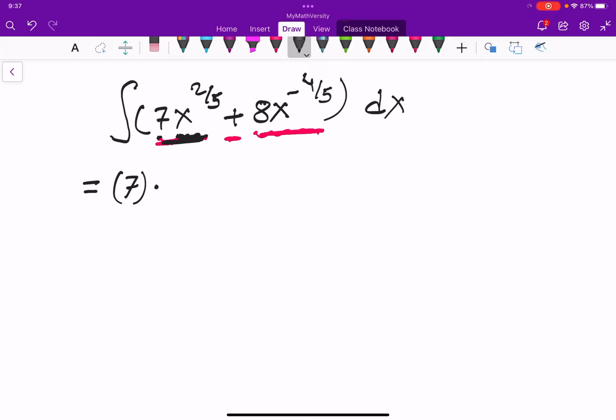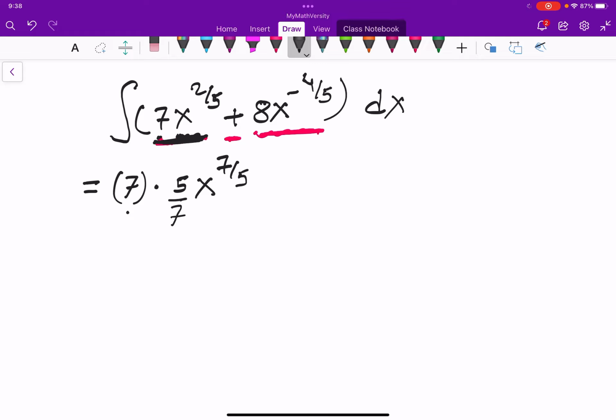We can use the power rule, which is: take the power of x, right now 2 over 5, and add 1 to the power, so 2 over 5 plus 1. And what is 2 over 5 plus 1? It will be 7 over 5. So we write that down, and then also multiply by the reciprocal of this new power to the function. So 5 over 7, we'll keep that in front as a coefficient. So 5 over 7 times x to the power 7 over 5 is the antiderivative of x to the power 2 over 5. Multiply by 7 and that is the antiderivative of the first term.